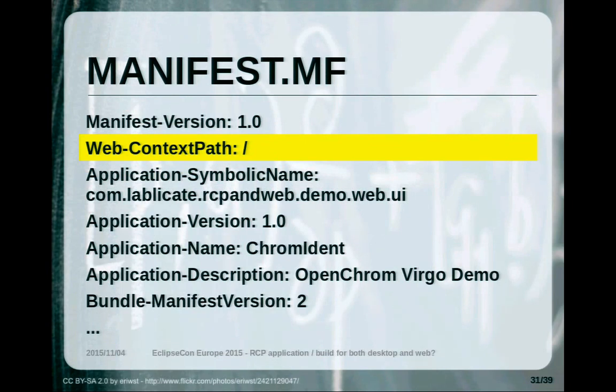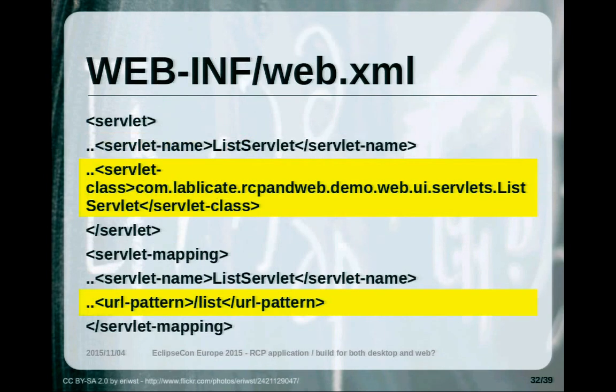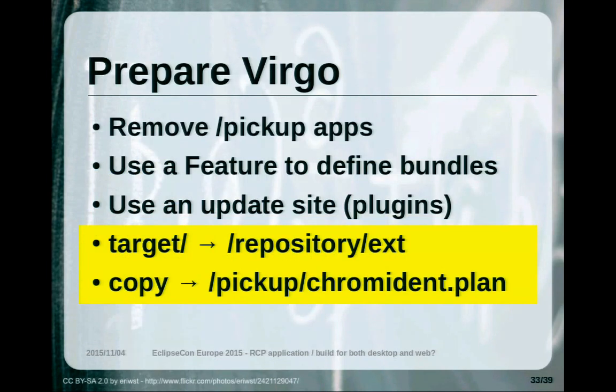And one thing we have to modify, or two things we have to modify, is the MANIFEST.MF. Then we say the web context path is /, so we listen to localhost. And we have to define our servlets in the web.xml. So the servlets are the gateway between the web UI and our model. And there we see the list, as I showed before, has a list servlet and is initialized through the web.xml.